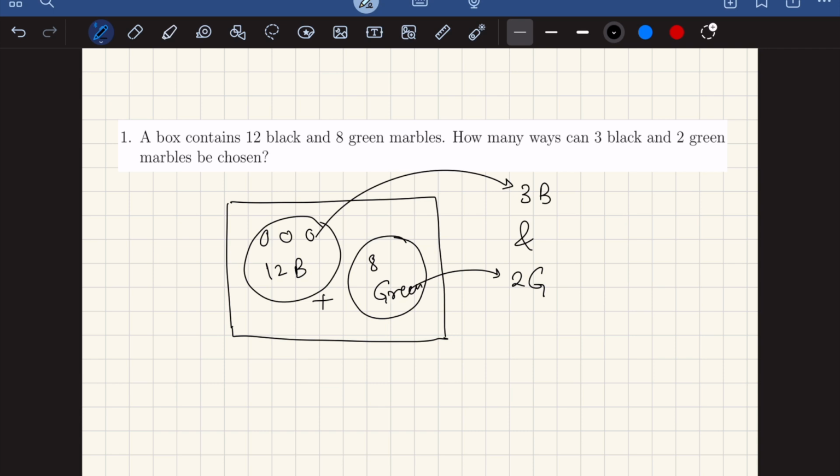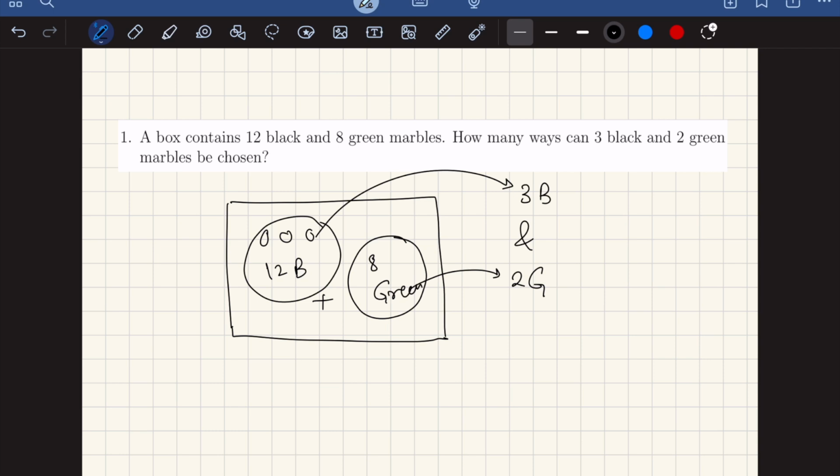Okay, I see one answer. Anybody else? Okay, so good. Both the answers are correct.